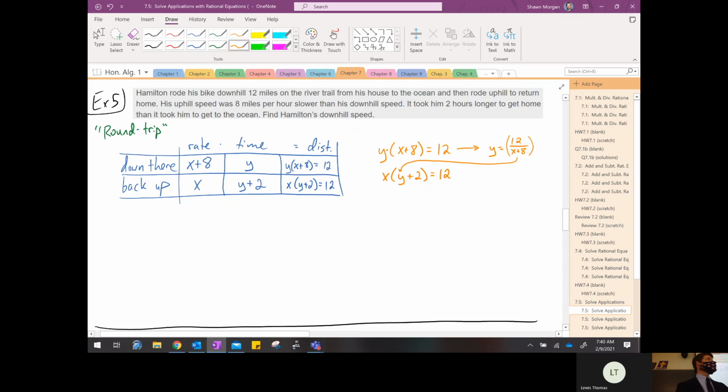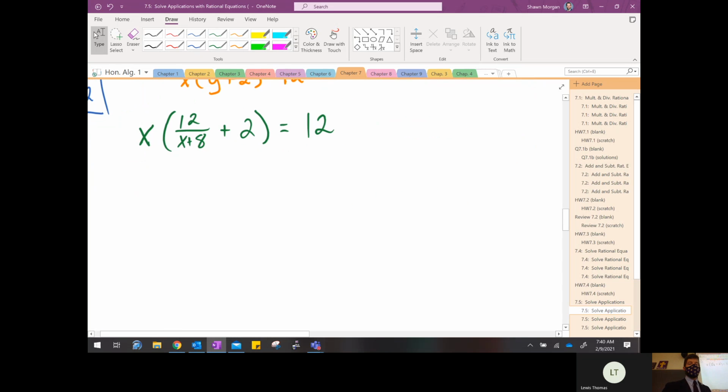All right, and that's going to produce the one equation, one variable setup that I'm looking for. So instead of y plus 2, it's 12 over x plus 8, plus 2, equals 12. And now we're going to get down to the solving of it. First thing I would consider doing is dividing both sides by x.